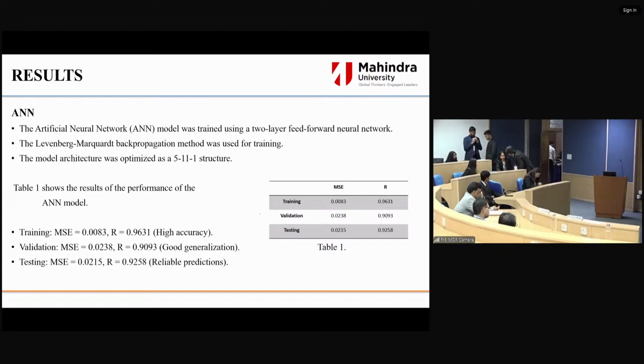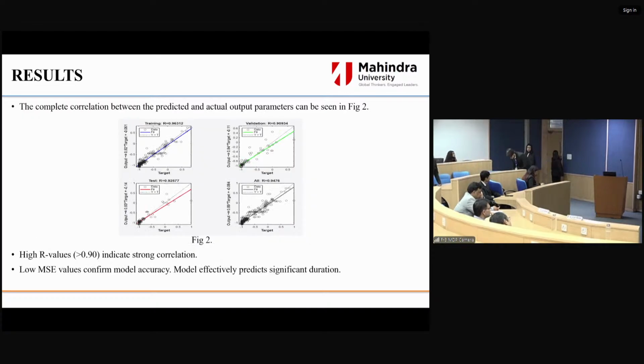Now, results for ANN. The ANN model was trained using a two-layer feed-forward network and Levenberg-Marquardt backpropagation method. The model architecture was optimized as 5-11-1 and the results are shown in the table. For training, it showed high accuracy, and for validation, the values indicate a good generalization. And for testing, it is showing reliable predictions. And this is the graph for correlation between predicted and actual output parameters. High R values above 0.9 confirm the model's effectiveness in predicting significant duration.